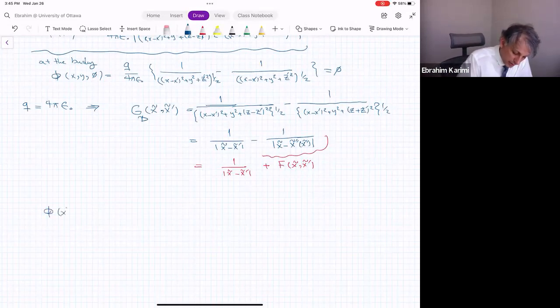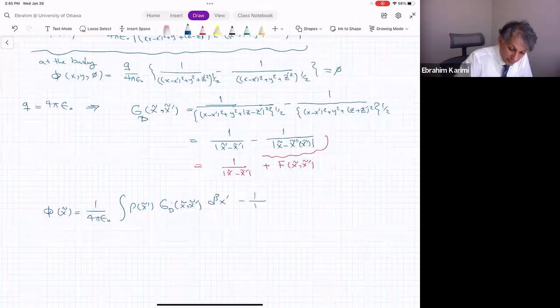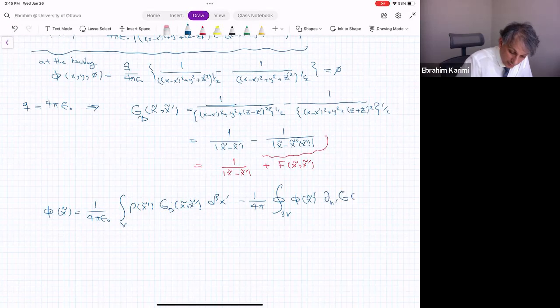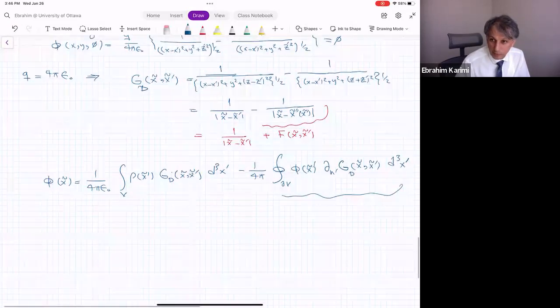Sorry, the potential. Then we will find it as 1 divided by 4 pi epsilon naught, integral of rho of x prime G of x and x prime d3x prime, minus 1 divided by 4 pi, integral on the surface of potential of x prime, derivative with respect to n prime of G of x and x prime, d3x prime. So we know that this is 0 because the potential at the boundary is 0.